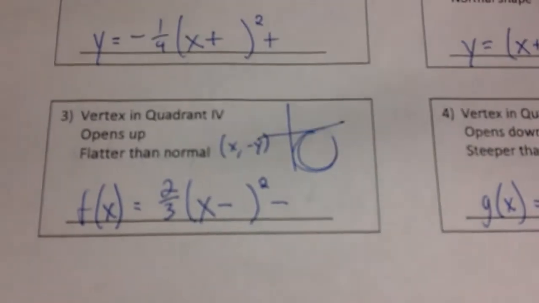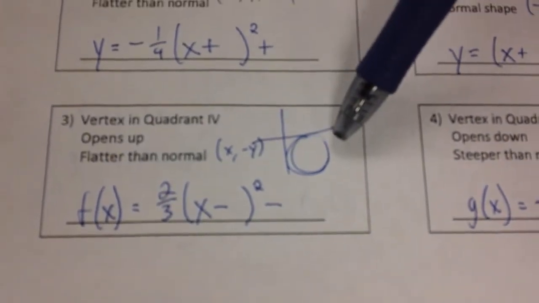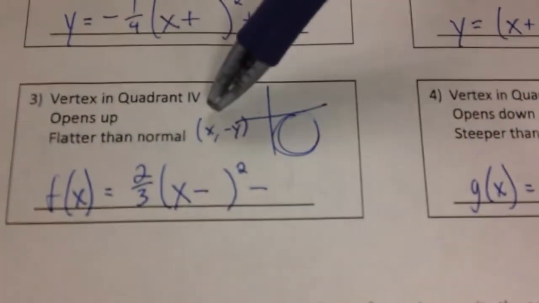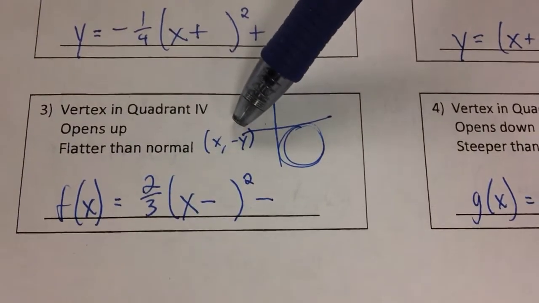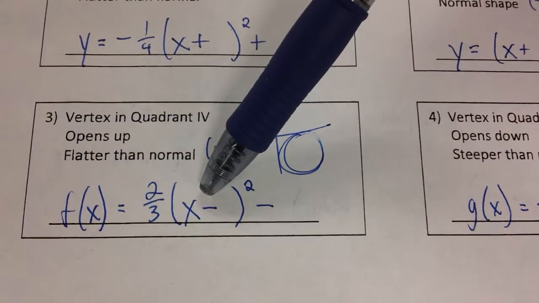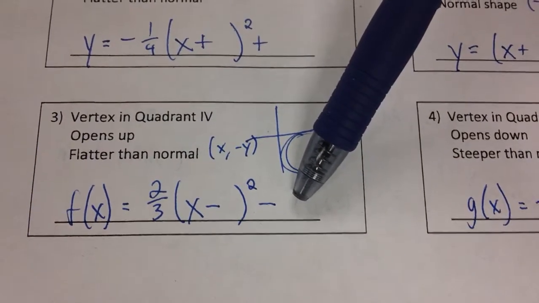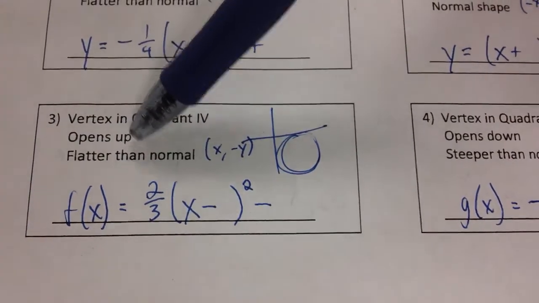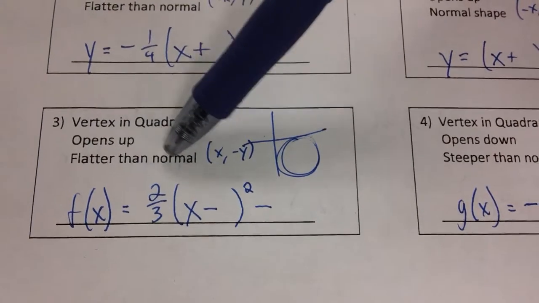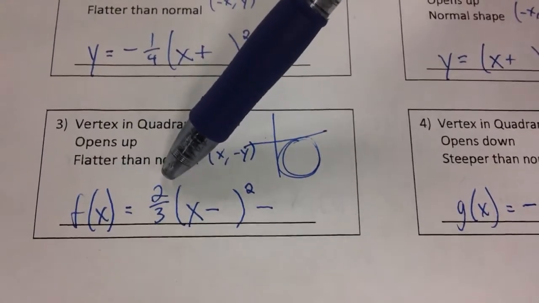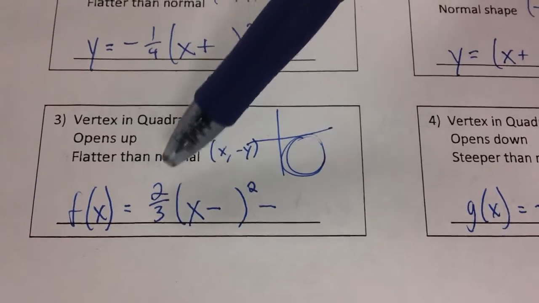For number 3, you have a vertex in the fourth quadrant, so that means you should get a positive x value and a negative y. So that's going to give you x minus something here and then minus something outside the parentheses. And since it opens up, you should have a positive coefficient, and since it's flatter than normal, again, you should have some coefficient that's between 0 and 1, like 2/3.